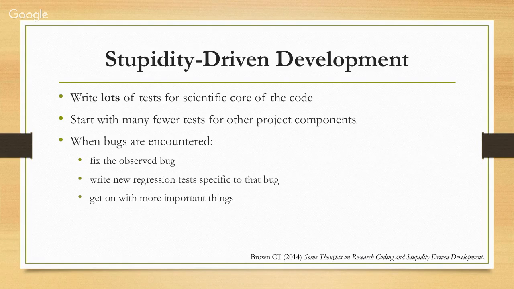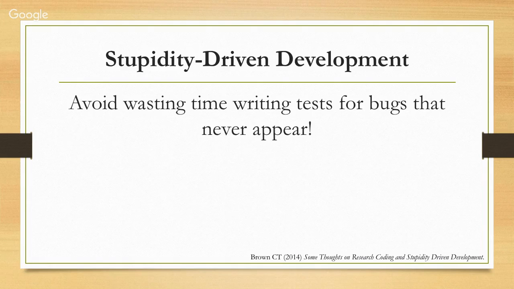If you find a bug or if somebody reports a bug, okay, I need to fix this bug. I'll write a test for that bug. And then once that's done, just go back to doing more interesting stuff. So I think that's a good compromise on prioritizing and focusing on what's most important. And the idea here is that you're avoiding wasting time writing tests for bugs that just aren't going to appear in practice.